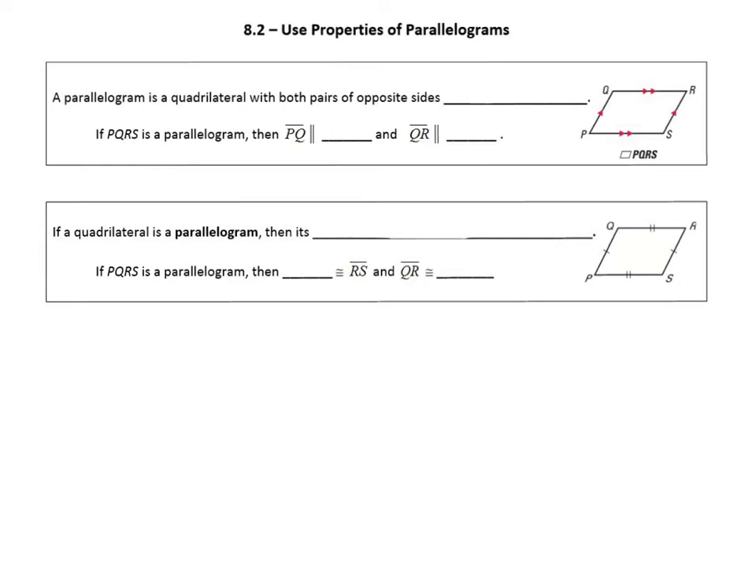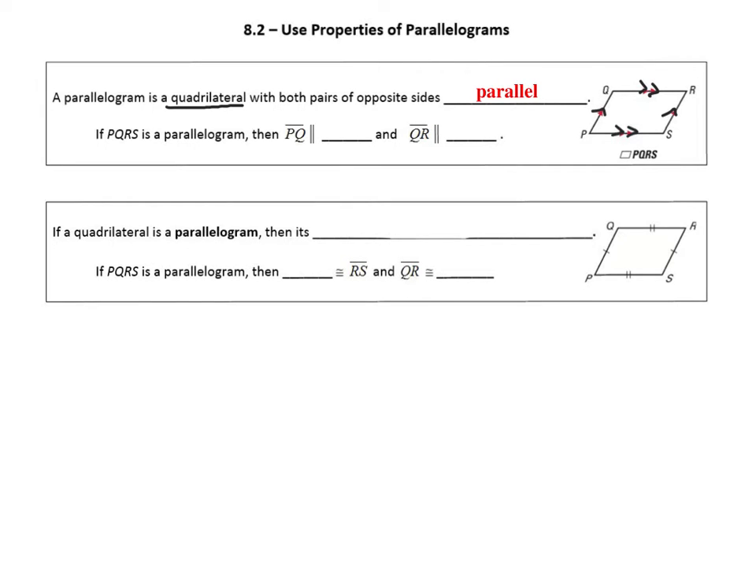So the first thing I want to think about is how exactly do I define a parallelogram? It has to be a quadrilateral, which tells me it has to have four sides, and both pairs of opposite sides are going to be parallel. We can see that in this picture off to the right. We have one single arrow on the left and the right side, and then two arrows on the top and the bottom.